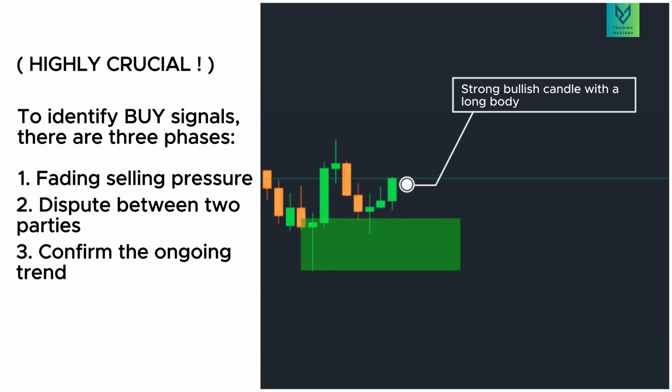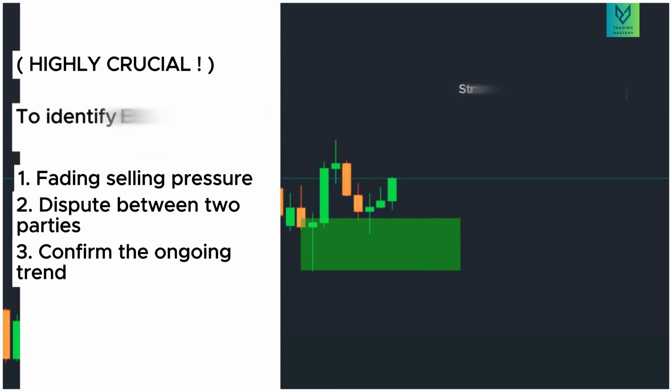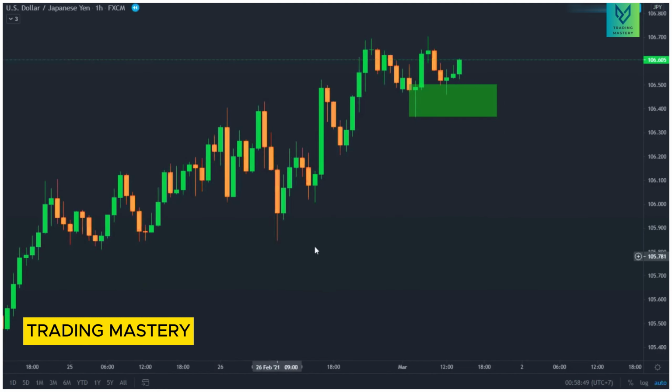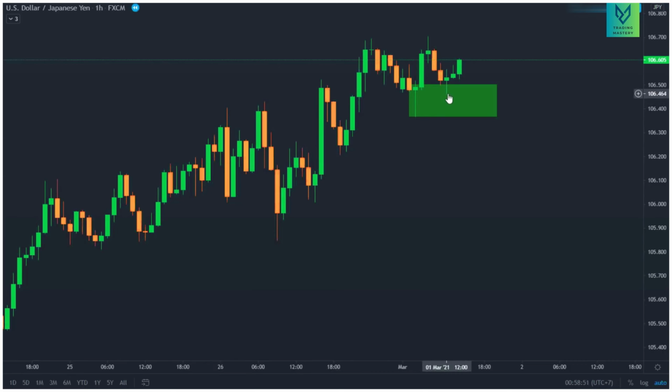It breaks through the previous consolidation period. Now we will go through a few examples of both cases, where we will enter trades and cases where we won't enter trades. As we have just analyzed, this also happens to be an entry point.